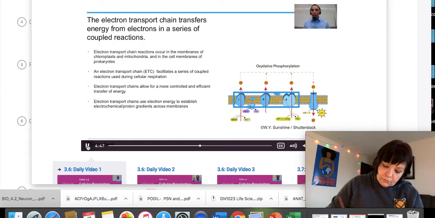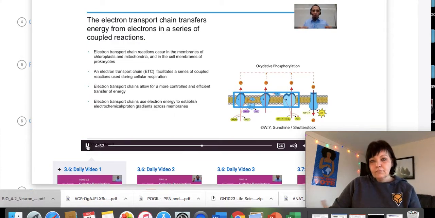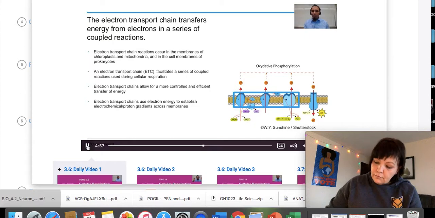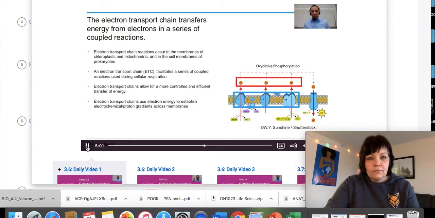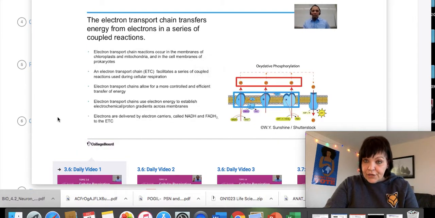And then the electron transport chain uses electron energy to establish, again, an electrochemical proton gradient across a membrane. Lots of words. Again, don't get overwhelmed. Pause the video, draw the picture, go through and figure out ways to define these. But the point of the electron transport chain is to create this electrochemical proton gradient. And there it is, creating that gradient as those protons are moving across. And I think that was a lot.